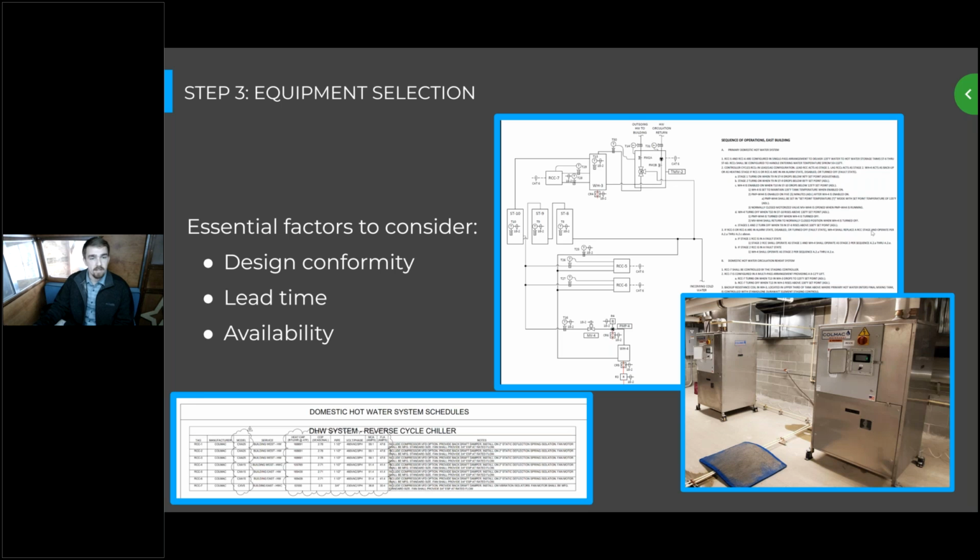So some main considerations for the equipment you're looking into and how you're going to match it to the schedule that you've received from the engineer. Or as an engineer creating a schedule, you want to look at the design conformity and how well the heat pump fits into the design, as I mentioned, as well as the lead time for these heat pumps and how that aligns with the project.